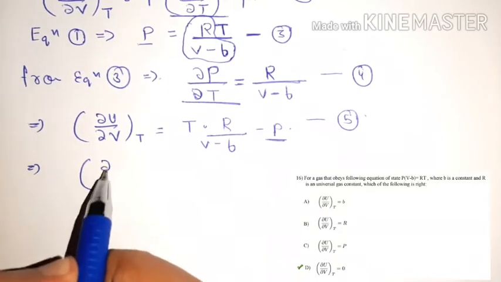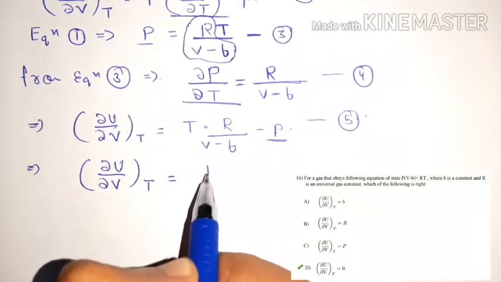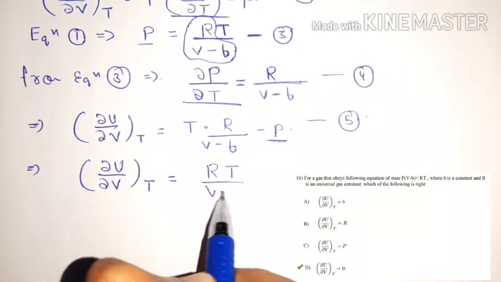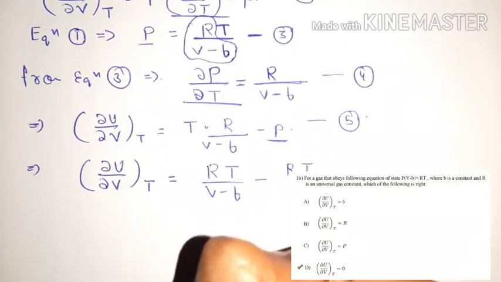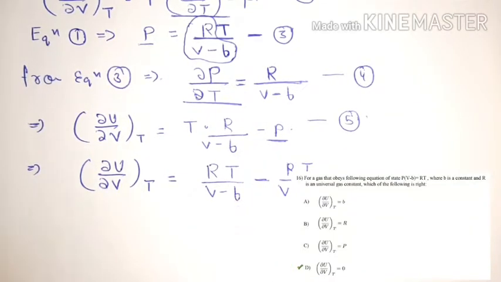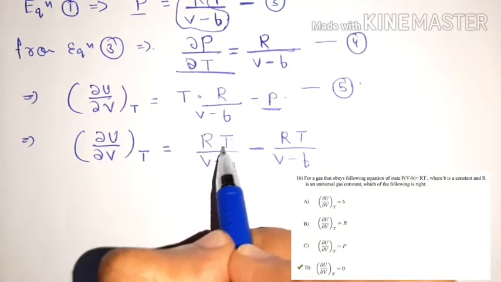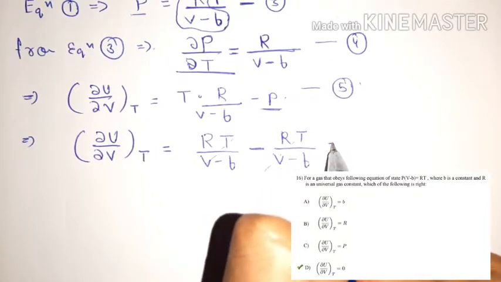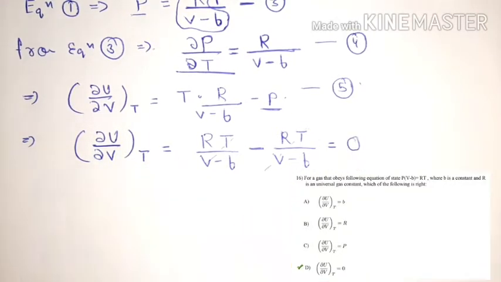So ultimately we have the value of ∂U/∂V at constant T is equal to RT upon (V minus B) minus RT upon (V minus B). Here you clearly see that this term is positive and this term is negative, and this will be cancelled out by the negative term. So ultimately the value of ∂U/∂V at constant temperature is 0, and this is your option number D.